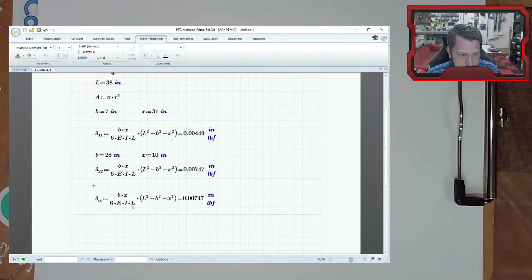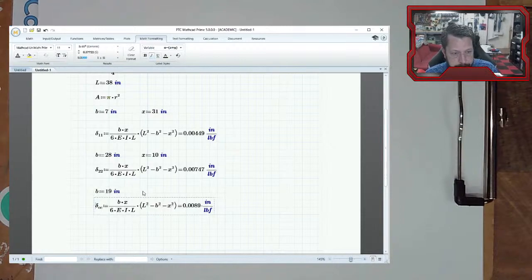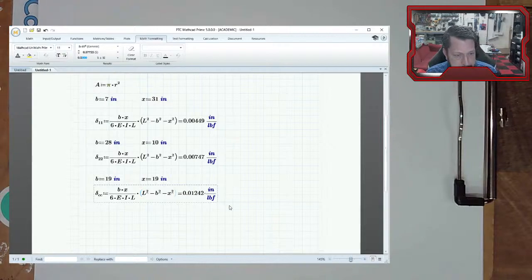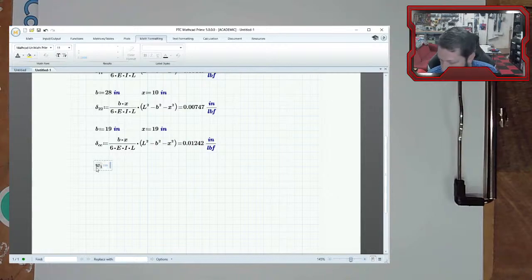For the center, I'm going to put B equal to 19 inches, the center of this shaft. And X would also be 19 because we're at the center. And so now I've got this influence coefficient at the center of the shaft. I never did define the actual weights I was using. So let's put W1 is 8 pounds. This is the weight of gear 1. And I made the weight of gear 2 5 pounds. Oh, yeah, 5 pound force.